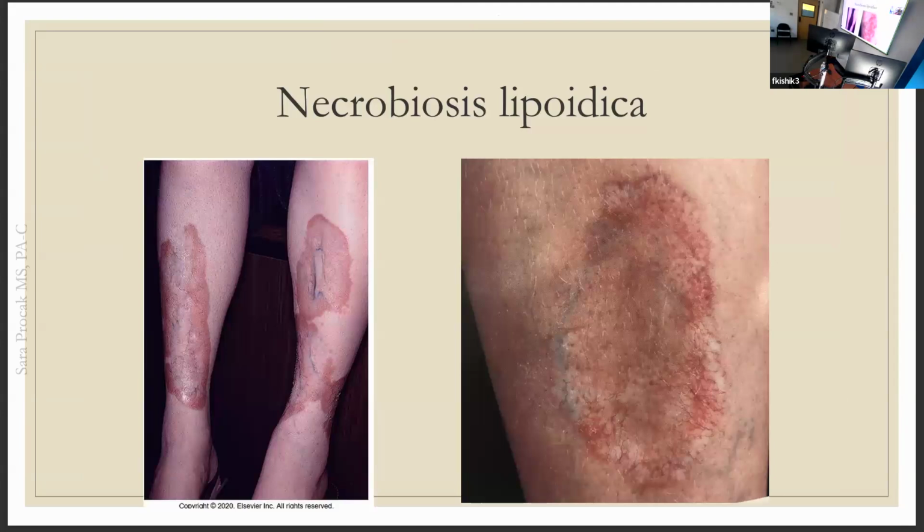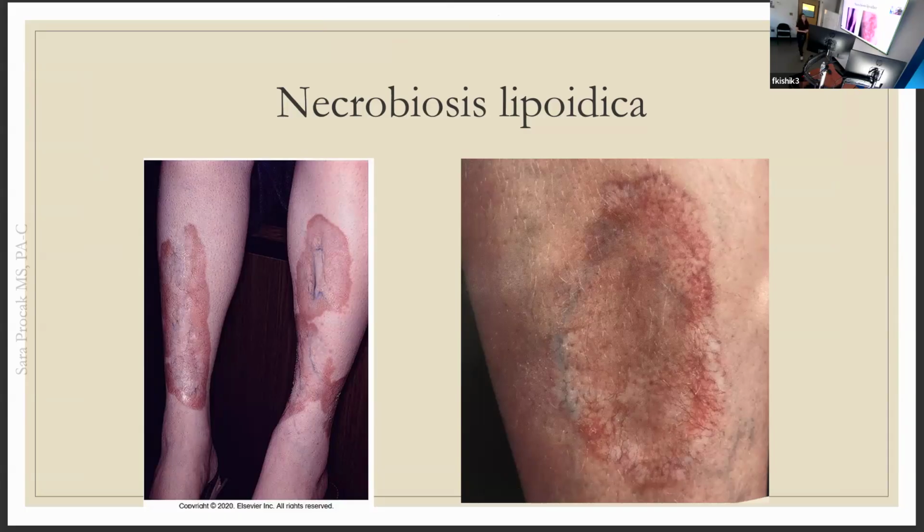All right, and then last one. This is going to be necrobiosis lipoidica. This is a rare granulomatous disease that is sometimes associated with diabetes. You're always going to want to check them for it. One third of the time they're going to have diabetes, one third of the time they're going to have pre-diabetes, and the rest are not. But you're going to screen them.